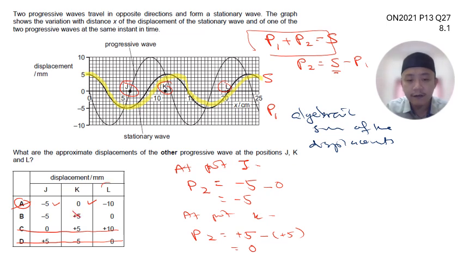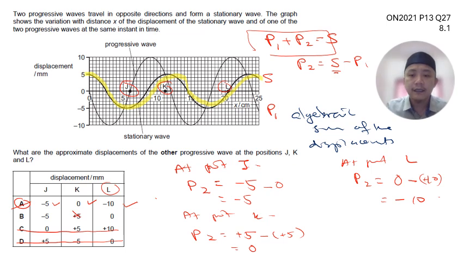Let's check the final point, which is at point L. P2 will be equivalent to S minus P1. So what is S at point L? S at point L is 0. And P1 at point L is approximately 10. So this one is minus 10, positive 10. So P2 will be minus 10, and this is consistent. So that's how you get the other.